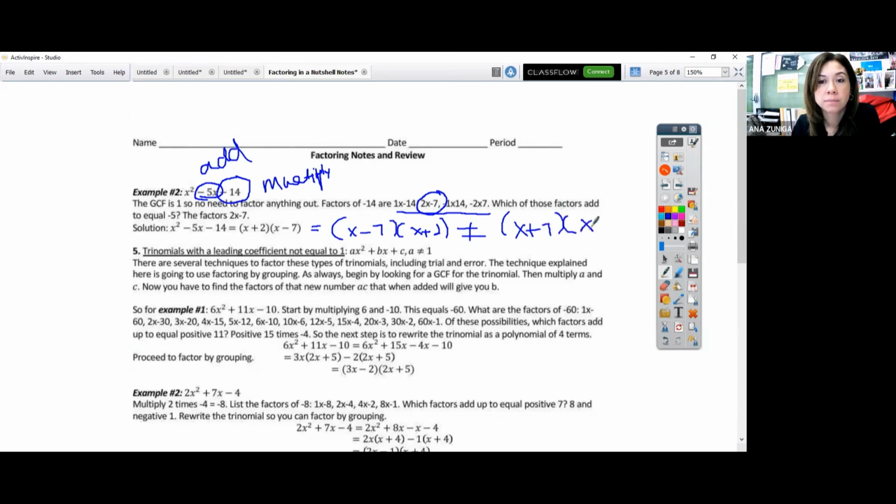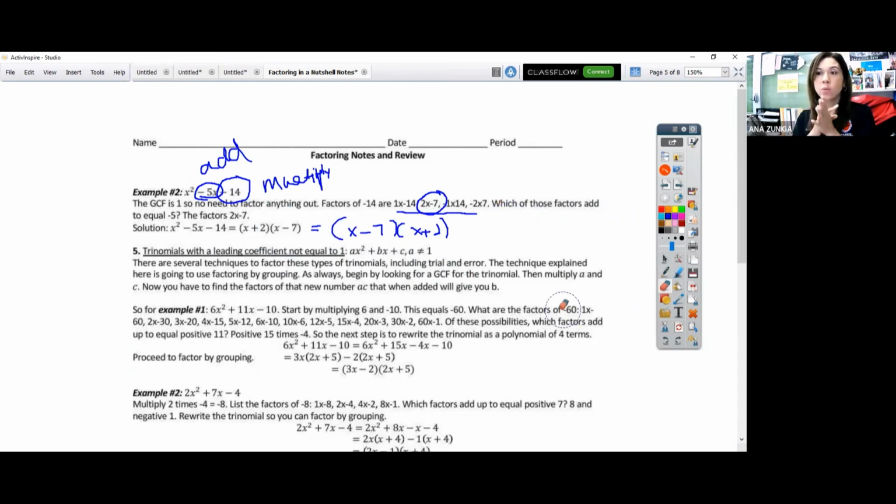Do you know why? Because when you distribute, yes, this is going to give you negative 14 in the back, but this will give you positive 7, negative 2, and it'll give you a positive 5. And we don't want a positive 5, we want a negative 5. Okay, so this is going to be incorrect. So even though, yes, I can rewrite this a different way, I can't mess up the signs.